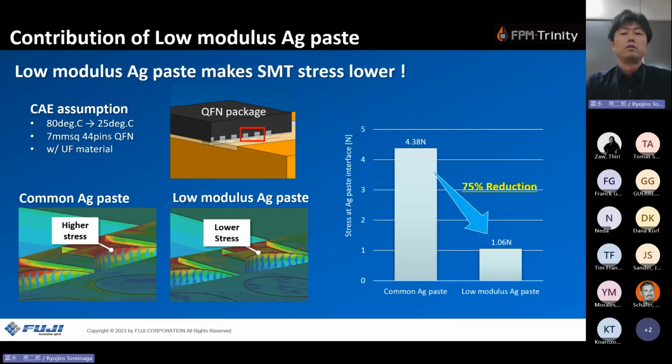So this is the result. By applying the low modulus silver paste, we can reduce that stress by 75%. So in order to avoid crack defects, which are led by that concentrated stress, we concluded we have to apply the low modulus silver paste.